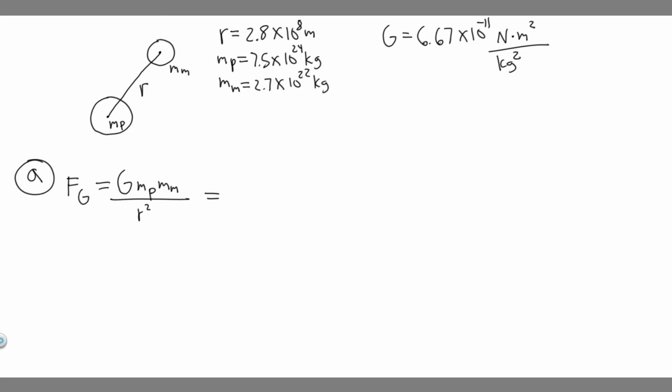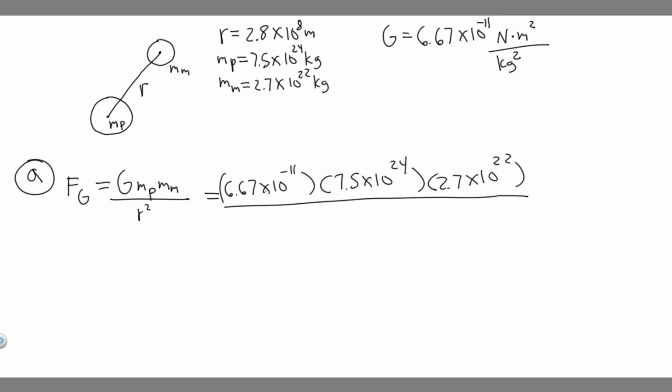So we just plug in. G is 6.67 times 10 to the minus 11. The mass of the planet is 7.5 times 10 to the 24. The mass of the moon is 2.7 times 10 to the 22, and then we're dividing by the radius squared. The radius is 2.8 times 10 to the 8, and then we're squaring it. If you plug this into your calculator, you're going to get F sub G, rounded, equal to about 1.72 times 10 to the 20.